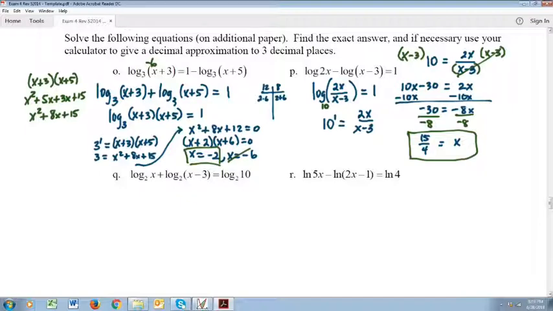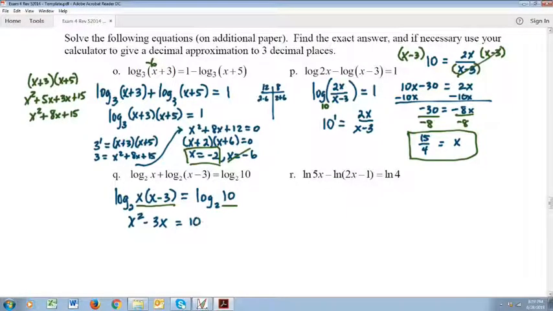Let's go ahead and look at Q. So notice, again, on the left side, we can use the product rule. I'm going to go ahead and do that. So this is the first problem we've had where we have log equals log, and they're both base 2. So if you have 2 base 2 logs that are equal, then these inner parts must be equal. In other words, let's set these equal, because the only way these 2 logs could be equal, since they're both base 2 logs, is if these inner parts are equal.